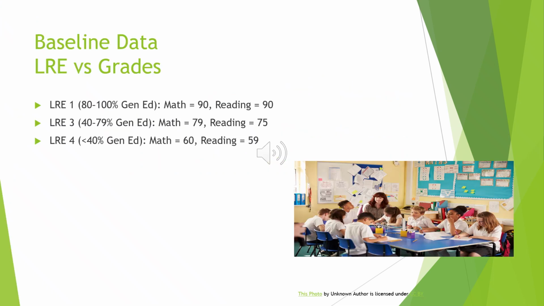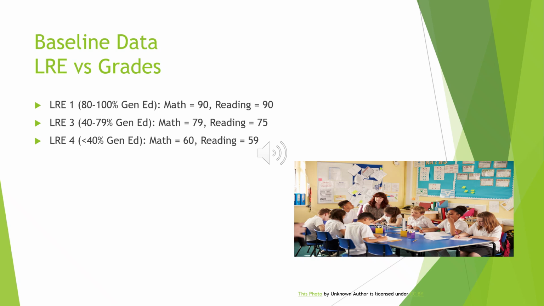First, let's look at some baseline data. We're going to look at LRE versus grades. First, what is LRE? LRE stands for Least Restrictive Environment. Under the Individuals with Disabilities Education Act, it mandates that students with disabilities be educated alongside non-disabled peers to the maximum extent. So we see as the level of inclusion decreases, student achievement in both math and reading significantly declines.